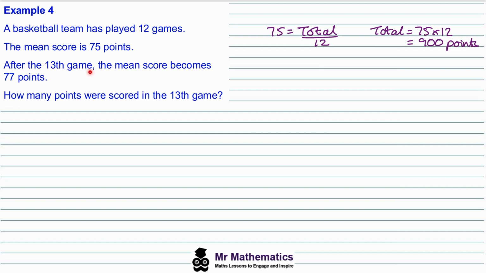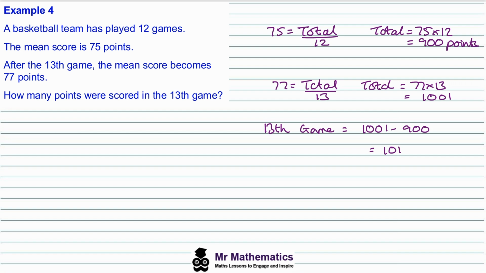After the 13th game, the mean becomes 77. So now we'll have 77 will be the total divided by 13. So the total of the 13 games will be 77 times 13, which works out as 1001. So in the 13th game, we'll look at the difference between the total of the 13 and the total of the 12. 1001 minus the 900, and this will give us 101 points.